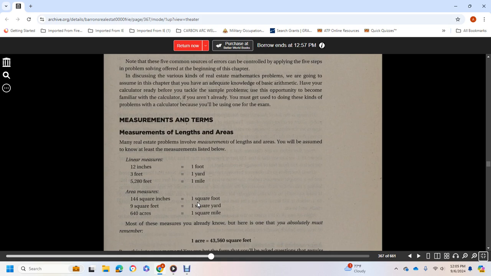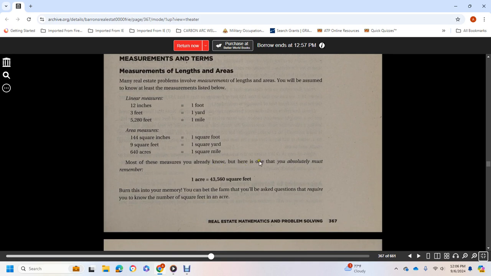Alright, measurement. In terms of real estate, many problems involve measurements of lengths and areas, and you will be assumed to know the measurements: 12 inches in a foot, 3 feet in a yard, 5,280 feet in a mile, 144 square inches in a square foot, 9 square feet in a square yard, 640 acres in a square mile. Most of these measurements are already known. Here's how to absolutely remember: 1 acre is 43,560 square feet.